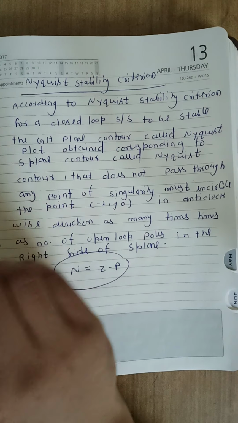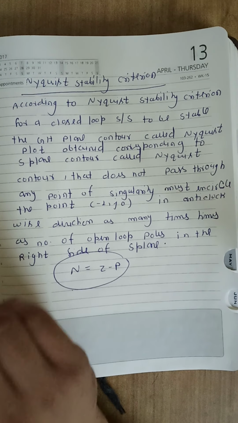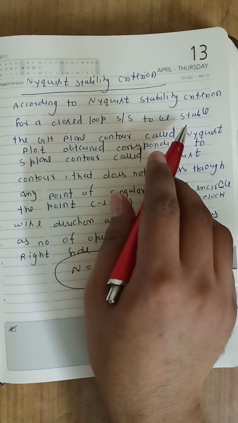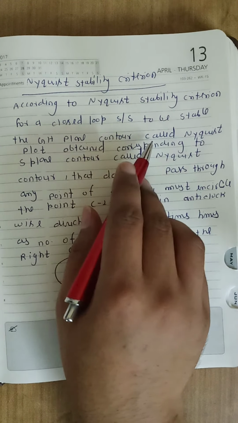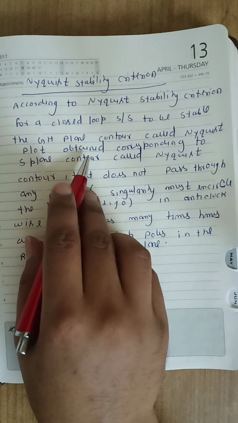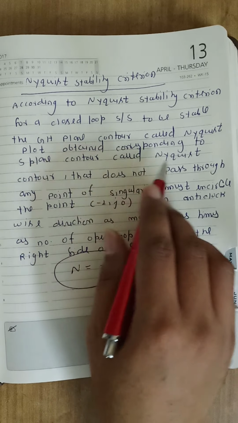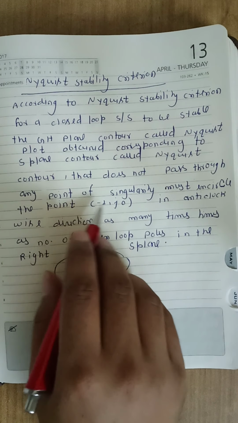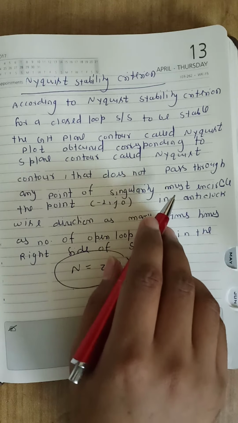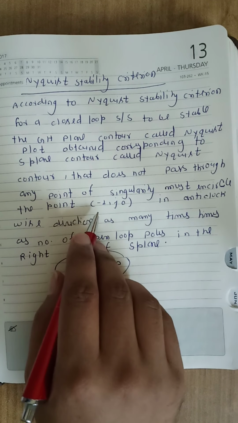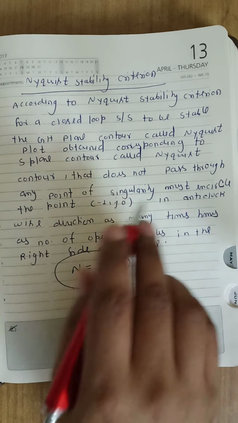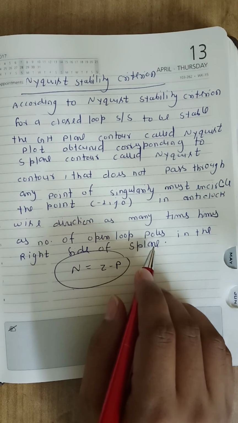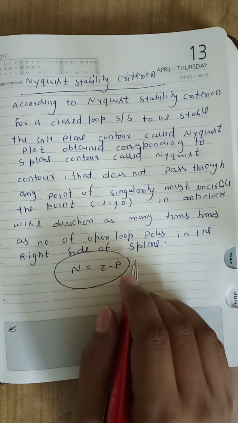So according to Nyquist stability criteria, as I have written, for a closed loop system to be stable, the GH plane contour called Nyquist plot, obtained corresponding to S plane contour called Nyquist contour, that does not pass through any point of singularity, must encircle the point -1 comma j0 in anti-clockwise or clockwise direction as many times as number of open loop poles in the right side of S-plane.